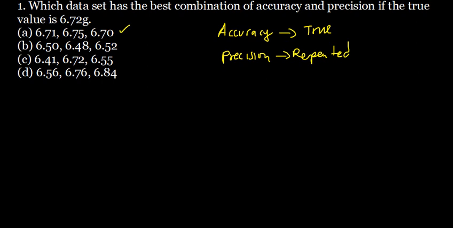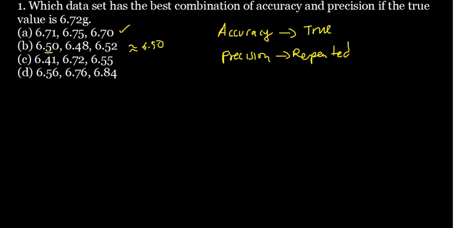If we look at B, 6.50, 6.48, 6.52, of course we can say they are precise because they are all approximately equal to 6.50. If I round off this one, I also get 6.50, also this one. So basically they are precise, but they are not accurate because 6.5, which is the average, is so much far away from 6.72, so it is not accurate, right?